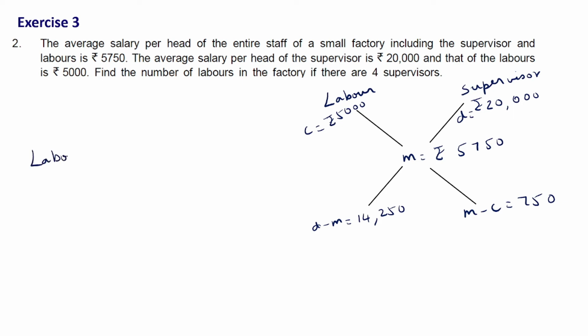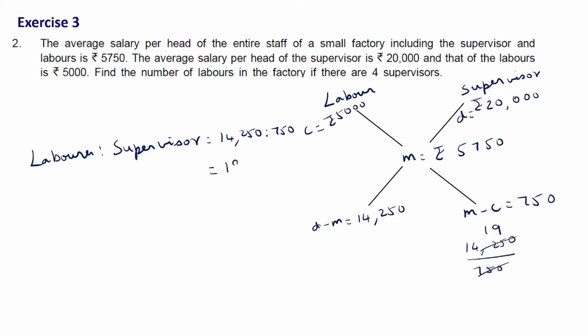So the ratio of laborers to supervisors is equal to 14,250 is to 750. So 14,250 upon 750 we get 19. So this is equal to 19 is to 1. So for 19 laborers there is 1 supervisor.